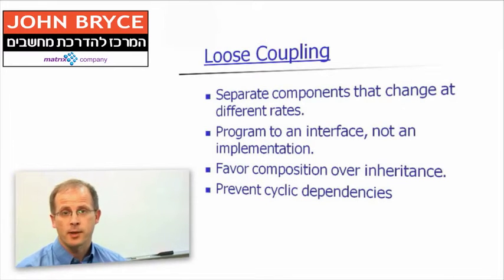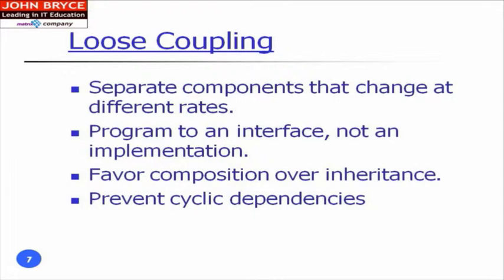Let's begin with loose coupling. Loose coupling means to remove the dependencies between components. This enables us to modify and to change each component separately and reduce risk and effort in those changes. So first of all, what do we need to do? We should separate components that change at different rates. This means that one change will not affect the other component.